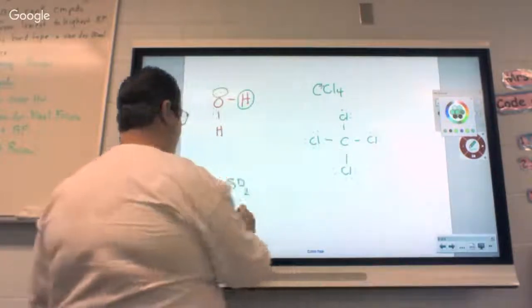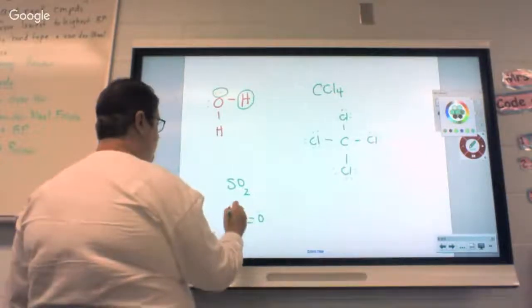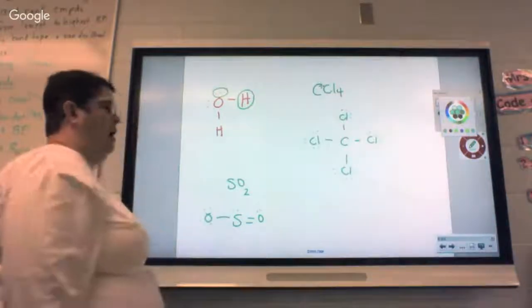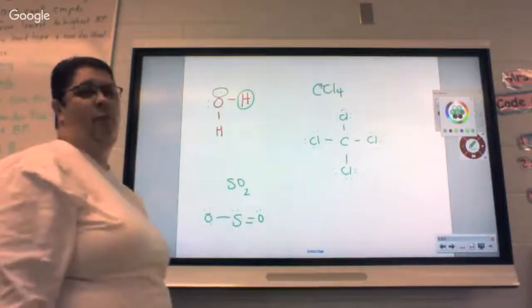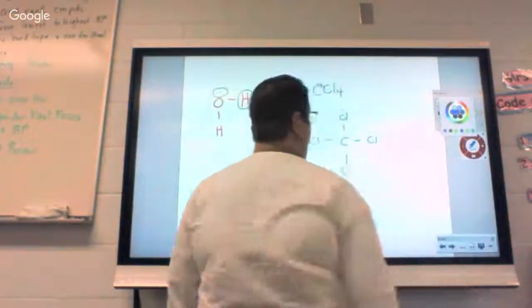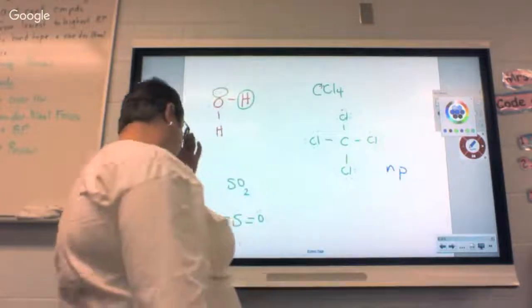Looks like that. And SO2, I get my dots to show up. Looks like that. All right, what can you tell me about CCl4? Polar or non-polar? I hear polar and I hear non-polar. Which one is it? It's non-polar. Okay, because Andy changed his mind.